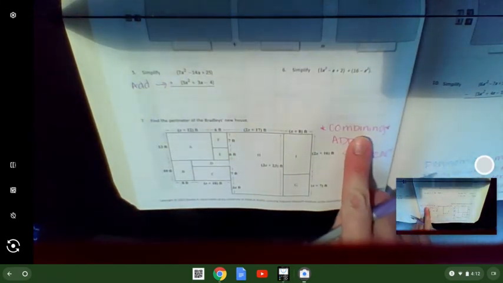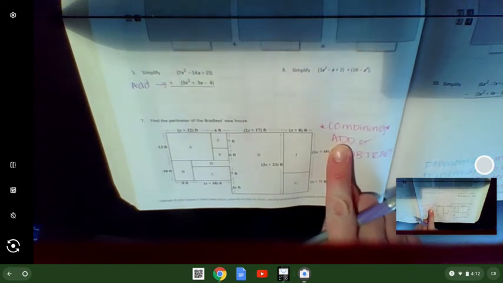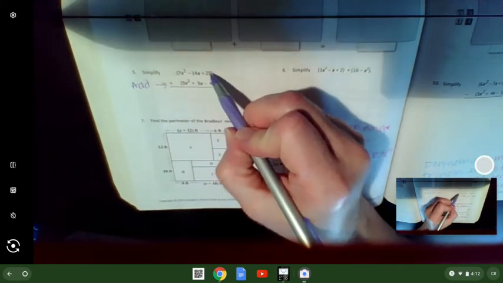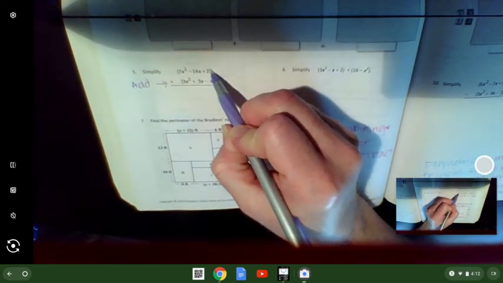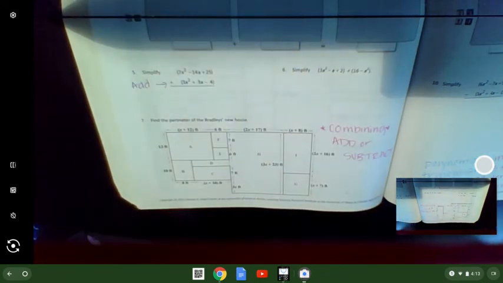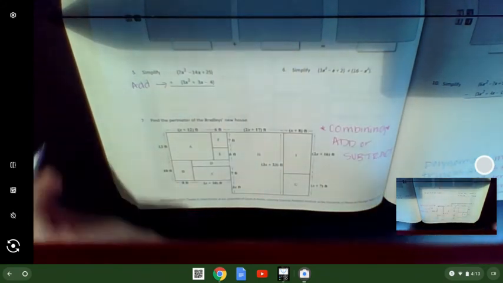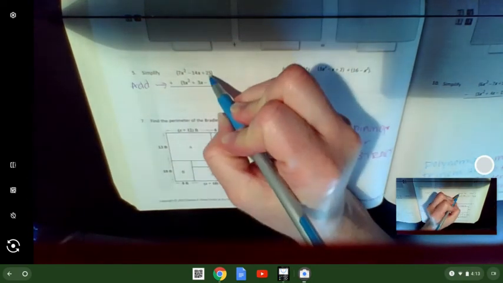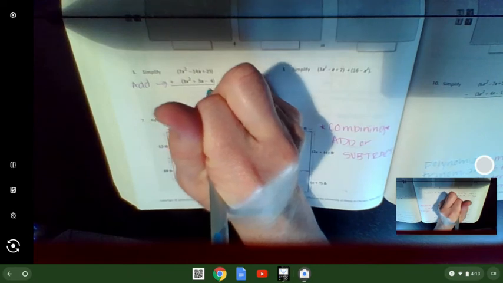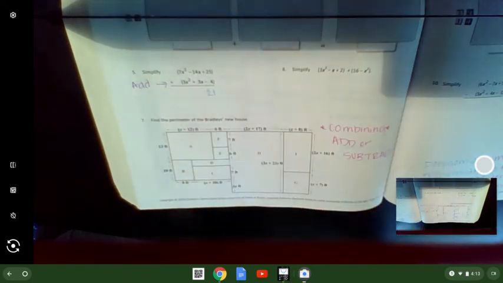And we know if we are combining, in this case by adding, we need to look for things that have the same exponent and the same variable. Now in this case, it's already grouped together. We have 25 and we have -4. They're constants. They have no variables, so they are considered like terms. So 25 and -4, if I combine them together, is 21.